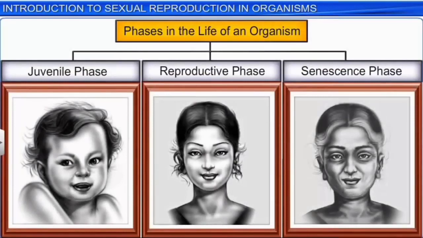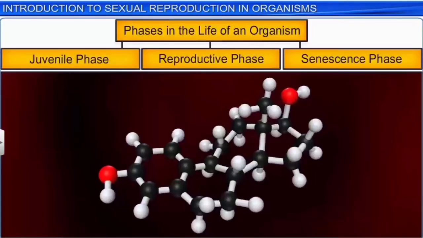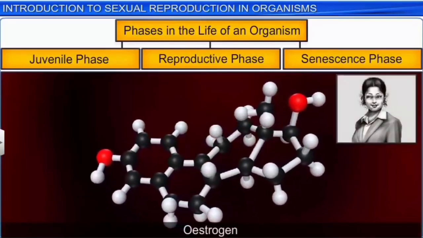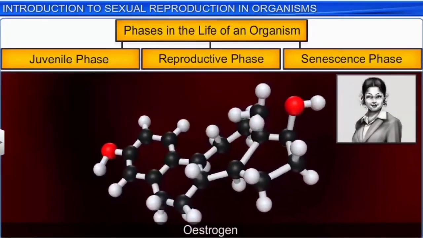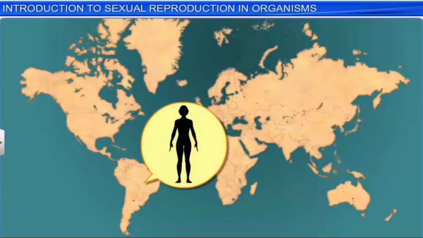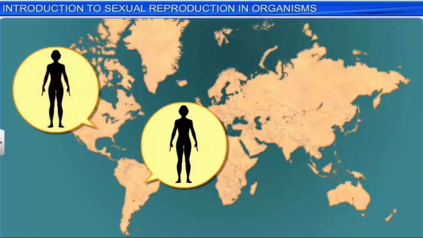Interestingly, the transition between the three stages is controlled by hormones as well as environmental factors. For instance, the release of the hormone estrogen triggers the menstrual cycle in girls. Moreover, girls living in tropical regions experience menstruation at an earlier age than those living in temperate regions.